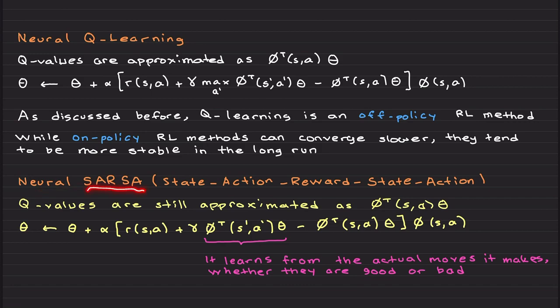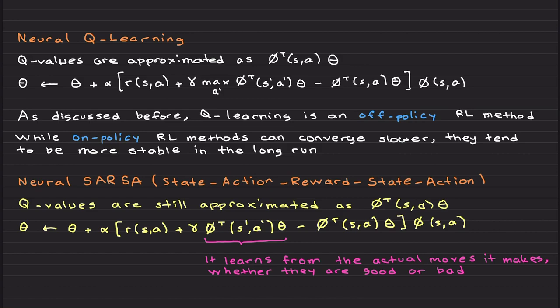Again, SARSA stands for state, action, reward, state, action. You take the state value, make an action, observe the reward, and using that reward and the new state, take action again. So remember, SARSA learns from the actual moves it makes, whether they are good or bad, and as compared to Q-learning, it can converge slower. We discussed this, but in the long run, it can be more stable. I personally use Q-learning and SARSA all the time, so they are both excellent candidates.